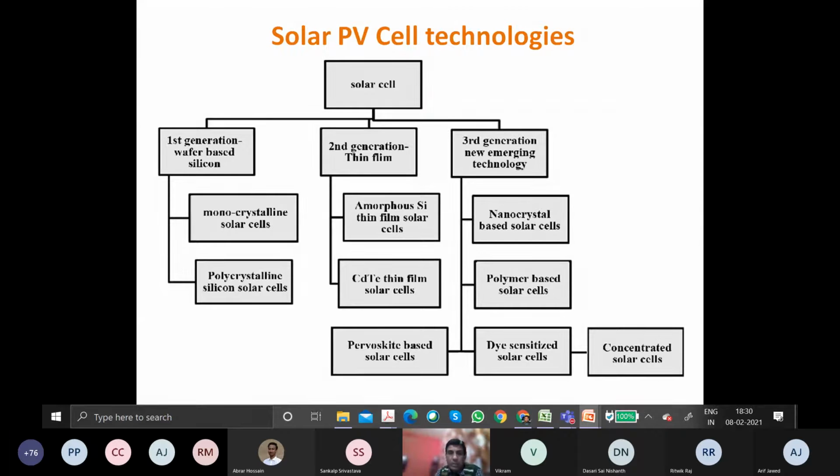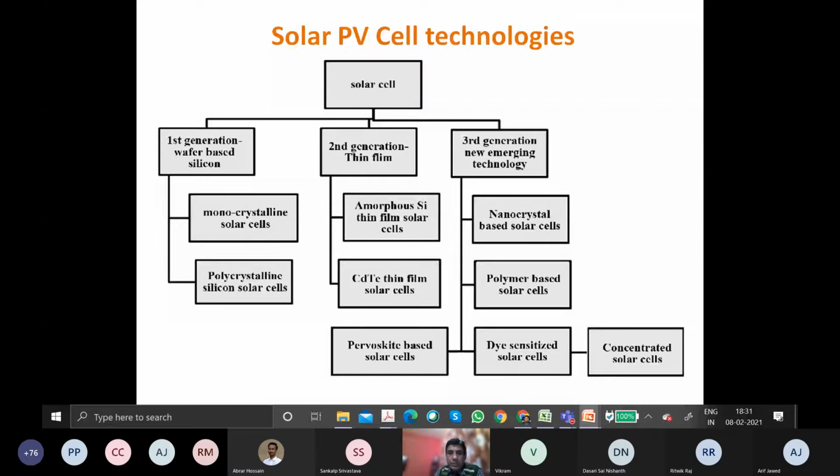There are many companies in India, but they all import either wafers or cells. They are not manufacturing the wafers. Manufacturing a wafer itself is a long, energy intensive and costly process.